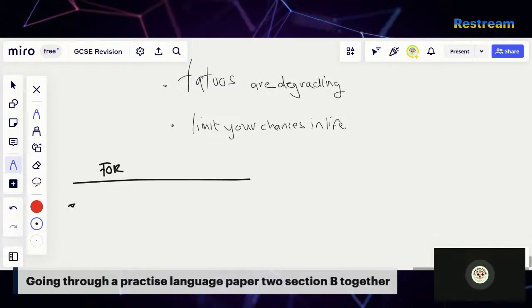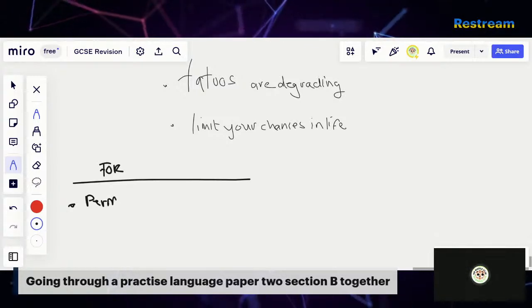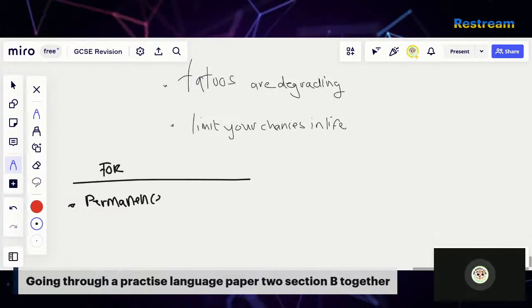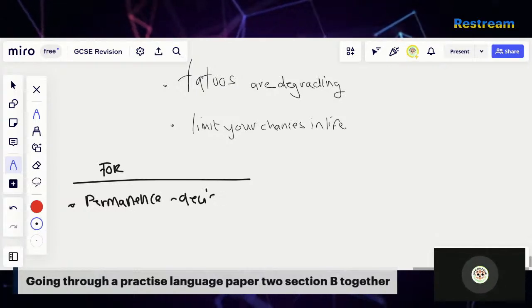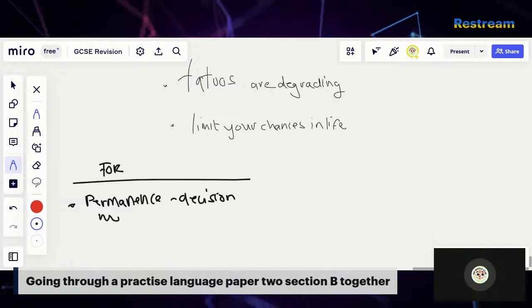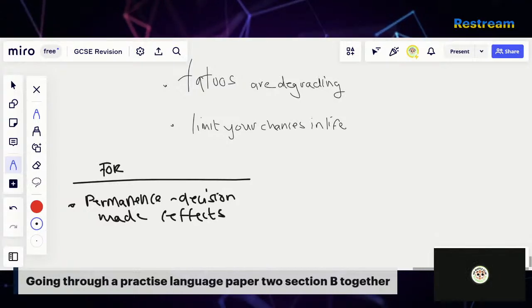The first point we can say is the permanence of it. The fact that it's a decision made at a particular point in your life, and however the effects of it are long lasting, so there's a sense of permanence.